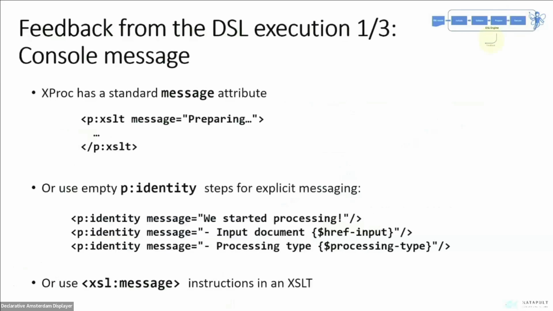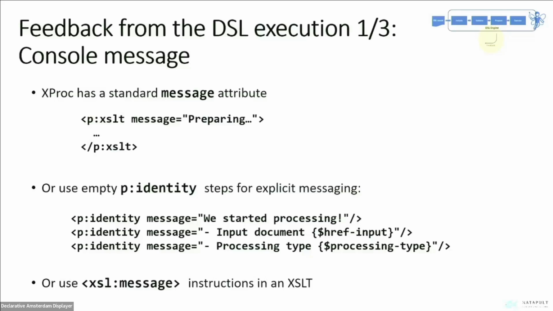Okay, I'm over time, so I'll speed up. The last thing we want to do is provide feedback to the user, right? Is this thing running anyway? Is it doing something? What you can do in XProc 3 is add a message attribute to every step, which just outputs this message on the console. So here we have the preparing XSLT, which just says a message, I'm preparing.